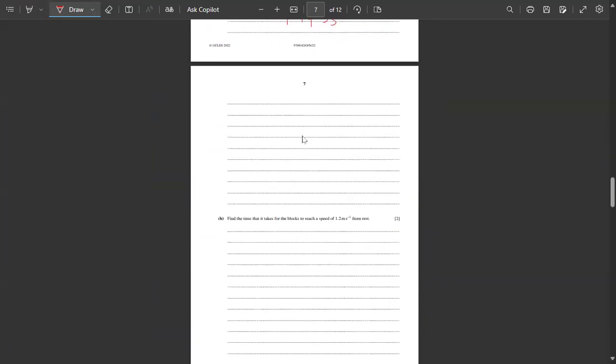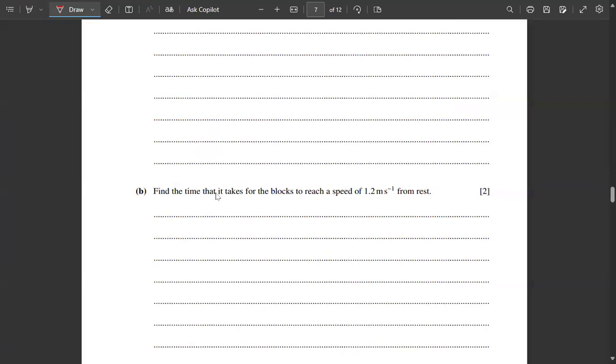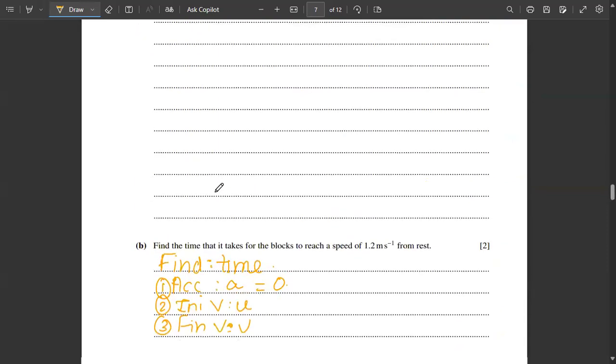So now that this question is done, we will go to the next. Find the time it takes for the blocks to reach a speed of 1.2 meter per second from rest. This is a classic kinematics question. We have various equations here, but we'll identify what we have. What we need to find is time. And what variables do we have? We have acceleration, let me write it as a. We have initial velocity, which is u. We have final velocity, which is v. And what is the acceleration? We calculated the acceleration as 0.188 meter per second square.